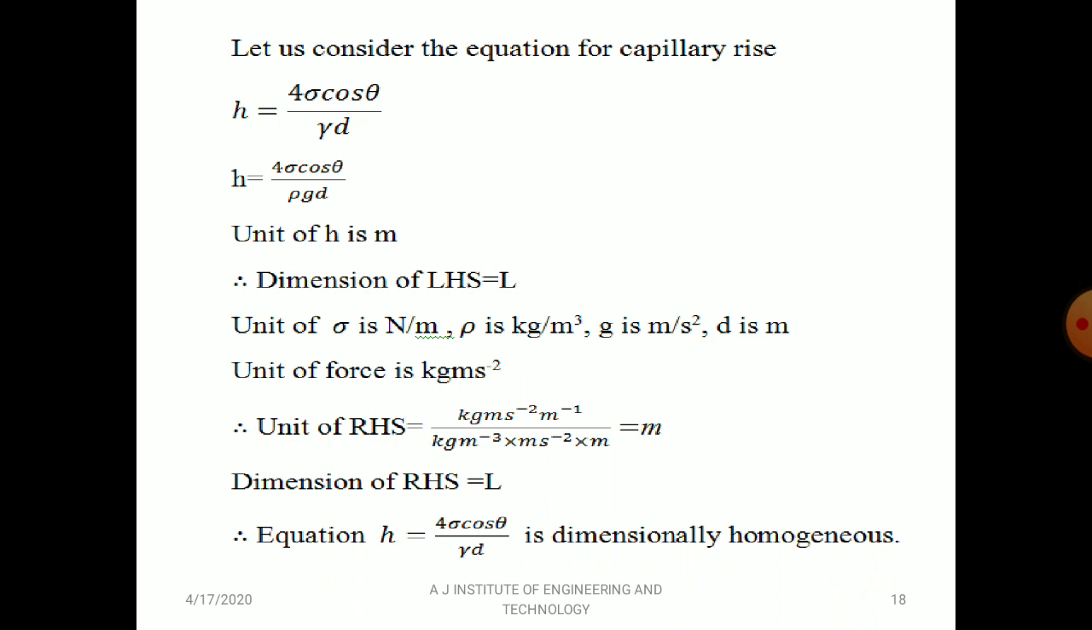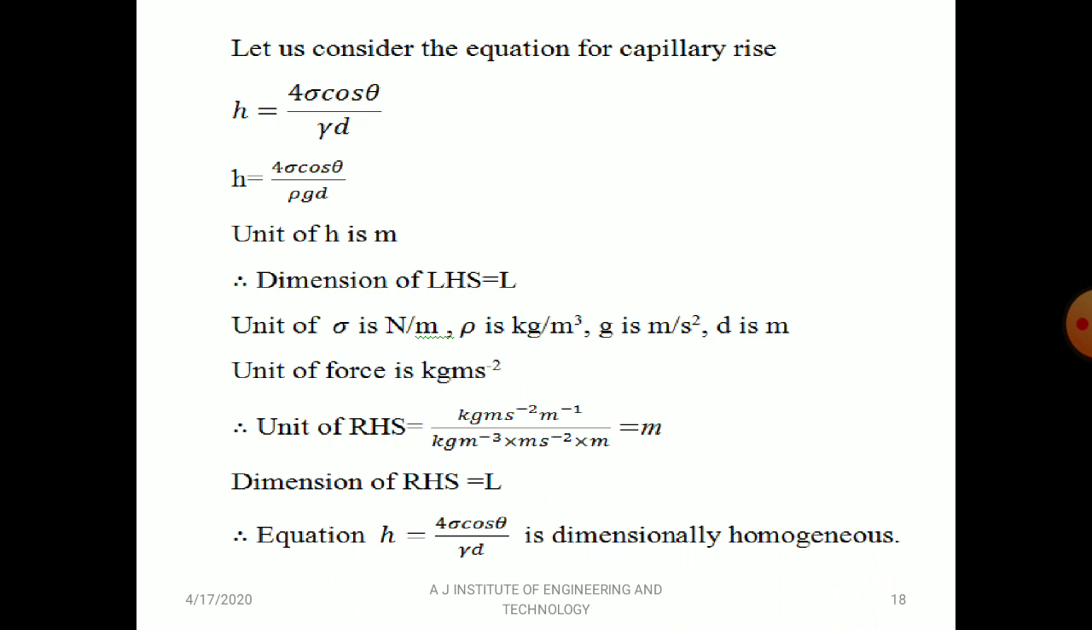Therefore the unit of RHS equals kg meter into s to the power minus 2 into meter to the power minus 1, divided by kg into meter to the power minus 3 into meter into s to the power minus 2 into meter. Upon cancelling similar or common terms, we get the value of RHS equal to meter. So the dimension of meter is capital L. As we can see, LHS equals RHS in dimension. So the equation h equals 4 sigma cos theta divided by rho g d is dimensionally homogeneous.